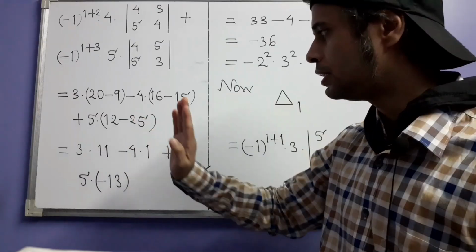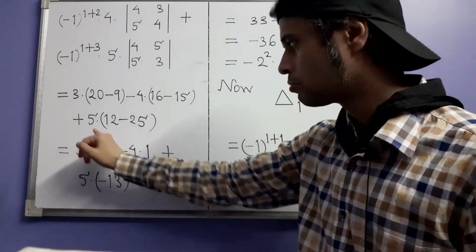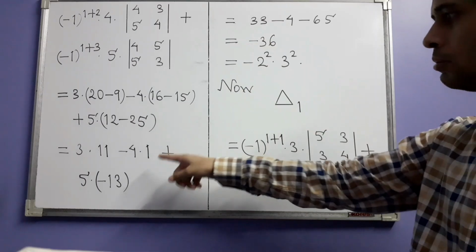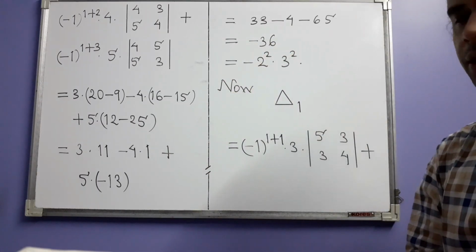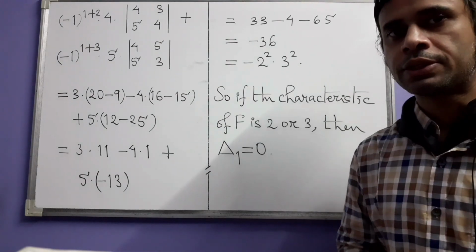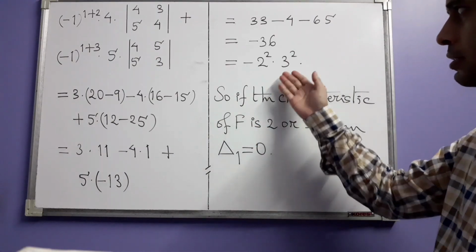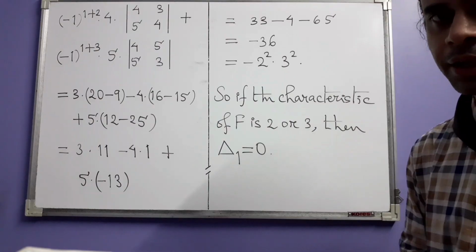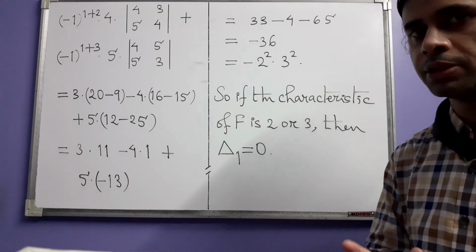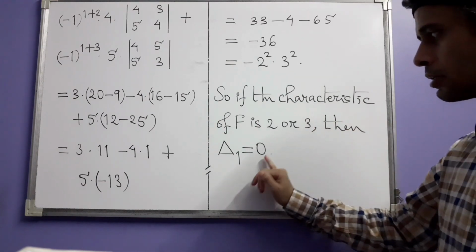And for this one, we again have plus 5, 12 minus 25. So this becomes 3 times 11, and this one is very easy because this one is 1. So minus 4 times 1 plus 5 times, this is minus 13. That means 33 minus 4 minus 65, which becomes minus 36, which is minus 2 square times 3 square. So this time, because of this value, we have two options for the characteristic of F that will make this equal to 0 in the underlying field F, and those two values are 2 and 3. Again, remember that it can only be a prime. So if the characteristic is either 2 or 3, then delta 1 is 0.